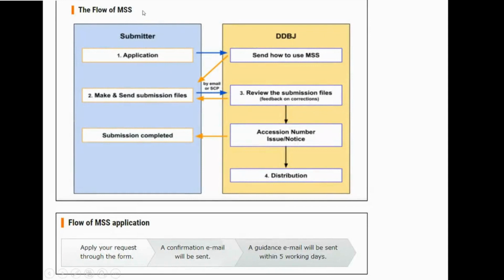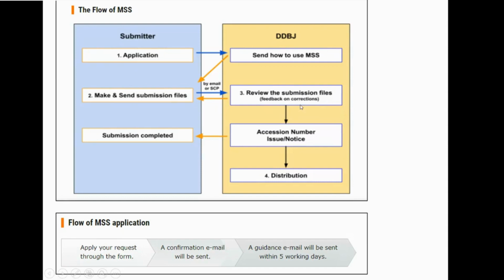In the Mass Sequence Submission system, the submitter has to write an application to DDBJ for the mass submission. First, they have to register for the mass submission. After writing the application, the DDBJ will send you the guideline on how to prepare the submission file. Accordingly, the submitter will make and send the submission file to the DDBJ. The DDBJ will review that submission file.